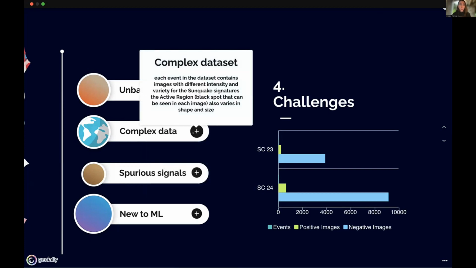Secondly, the data is quite complex. Each event has a different active region, a different intensity for the sunquake signature, and we don't have too many events.